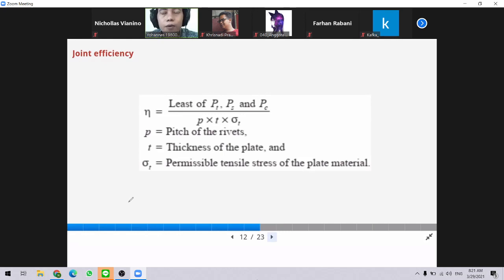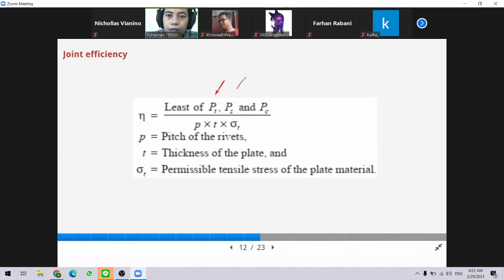Okay, so we already talked about the failure modes of the rivet joint, that is tearing of the plate, shearing of the rivet, and the crushing on both plate or rivet. Okay, so we have three kinds of failure mode: tearing, shearing, and crushing.